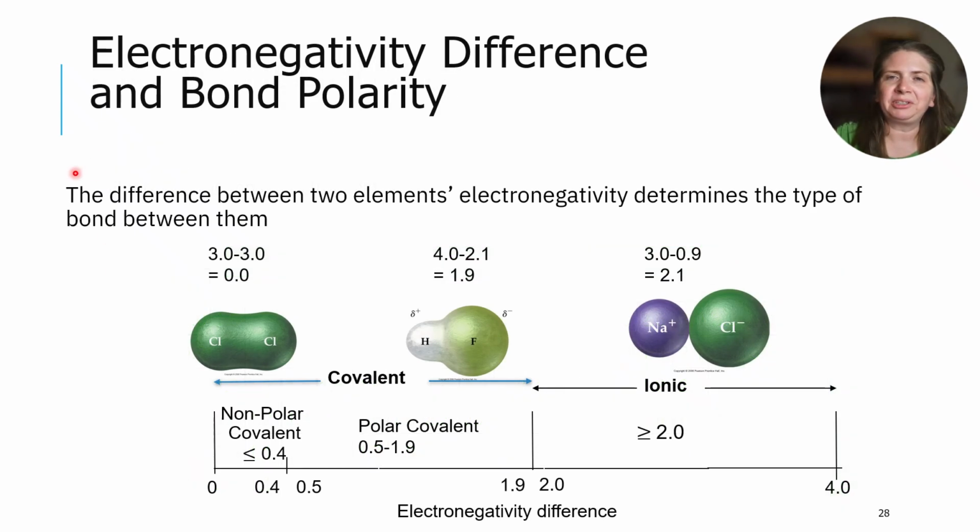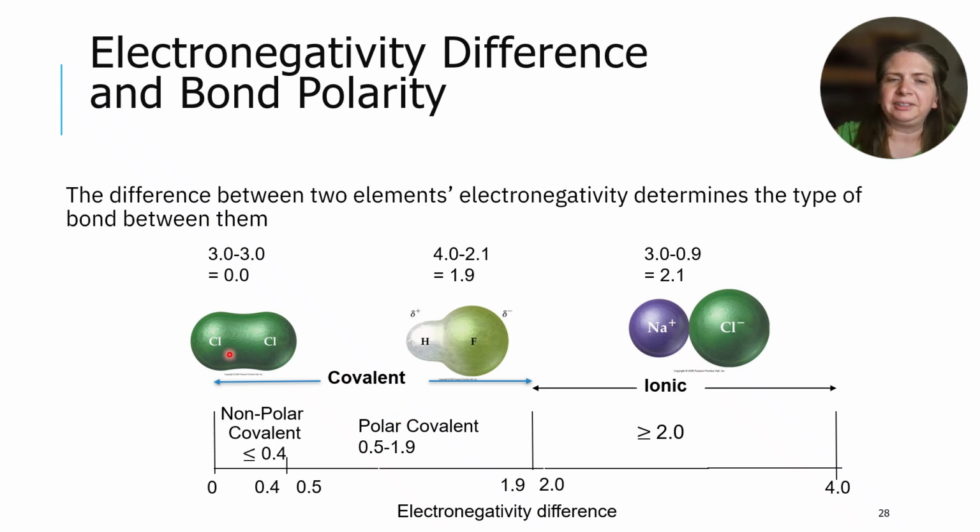To determine whether a covalent bond is polar covalent, we compare the electronegativities of the two elements involved in the bond. We subtract the smaller electronegativity from the larger one to find the difference. If the electronegativity difference is less than 0.5, the bond is nonpolar covalent, meaning they are sharing electrons equally. If the electronegativity difference is greater than 2, the bond is considered ionic. Anything in between is a polar covalent bond, meaning unequal sharing.